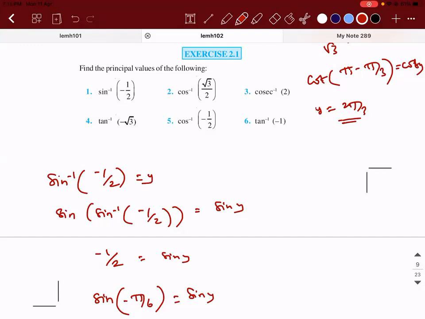So are you able to understand? To some extent, or are you clear? I don't want to leave with doubt. You are not able to understand. What is the problem? When to use pi minus?